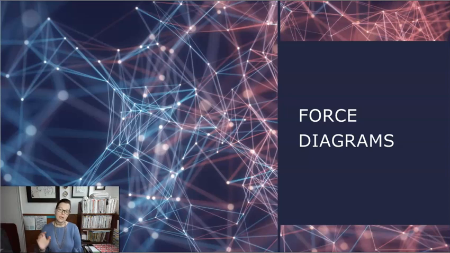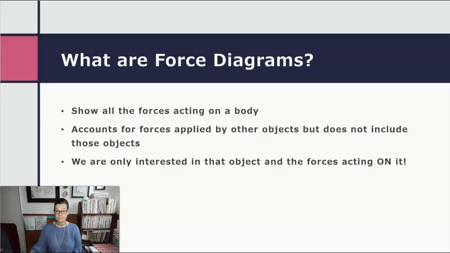So force diagrams are just drawings that show all the forces, and they're also called free body diagrams. What we want to do is make sure that we account for every force that is acting on any object, whether it is at rest or in motion. The catch is that we're really focusing only on that object. We're not interested in any of the other objects except how they're affecting the object we're interested in.